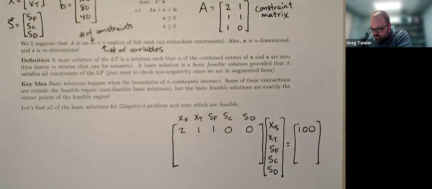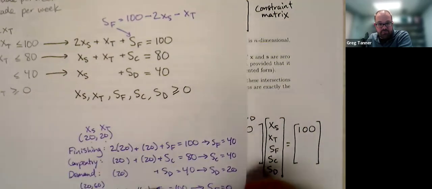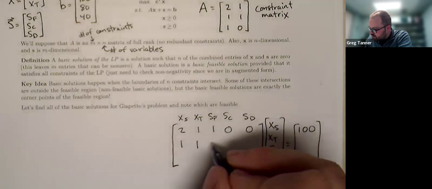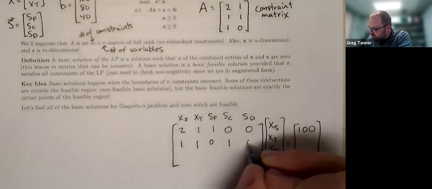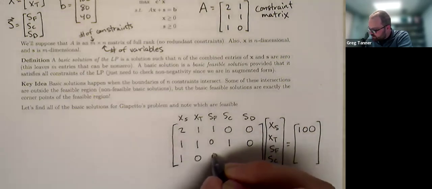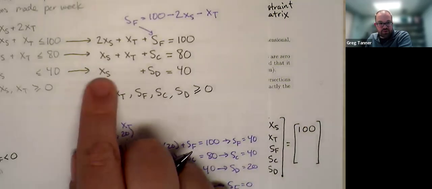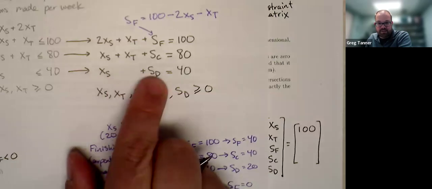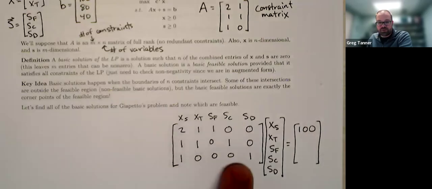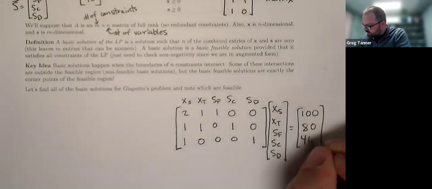Let's do it for the next row here, which is going to be this constraint in augmented form. So that's going to be 1xs, 1xt, no sf, 1sc, no sd. And the last one is going to be 1, 0, and then 0, 0, 1, because that last constraint involves just 1 times xs plus 1 times sd. All the other variables don't show up, and that's the same as having 0 for their coefficients. Those should be equal to 80 and 40.